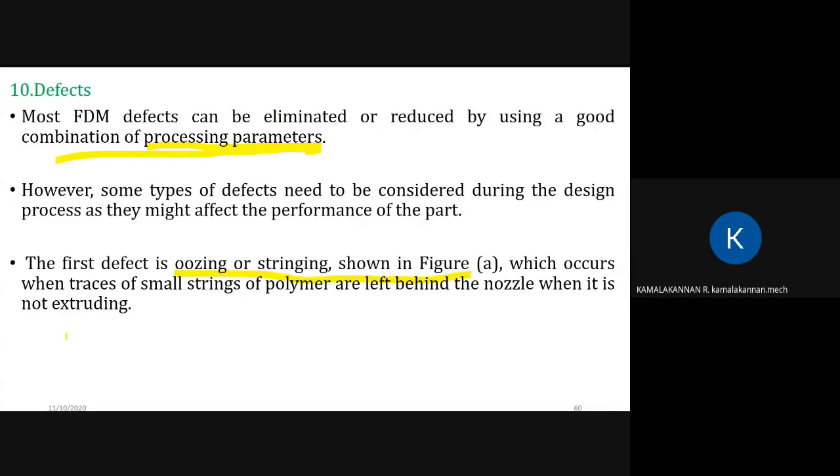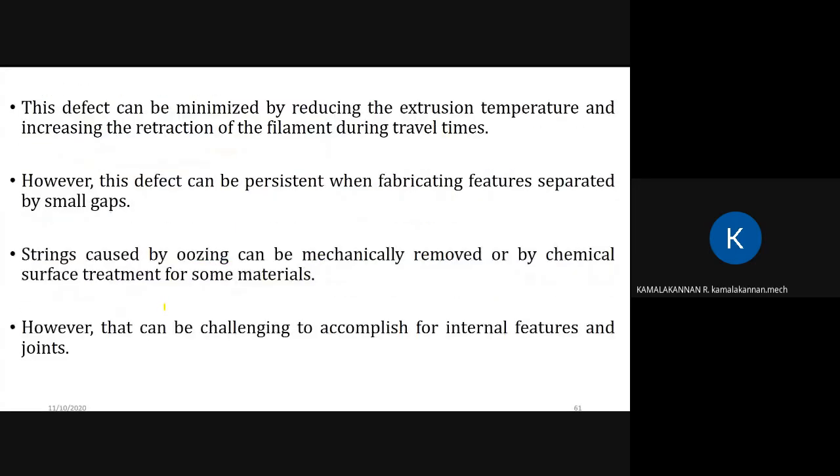Okay, so it occurs when traces of small strings of polymer are left behind the nozzle when it is not extruding. This defect can be minimized by reducing the extrusion temperature and increasing the retraction of the filament during travel times. So it is an avoidable problem. It can be reduced by reducing the extrusion temperature and increasing the retraction of the filament. This is how it can be reduced.